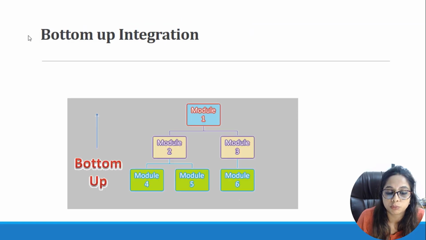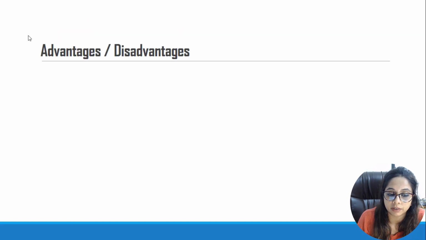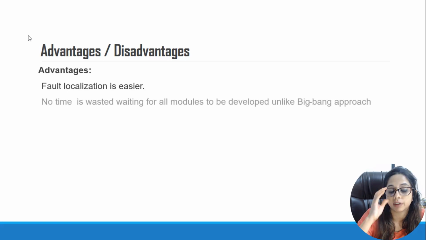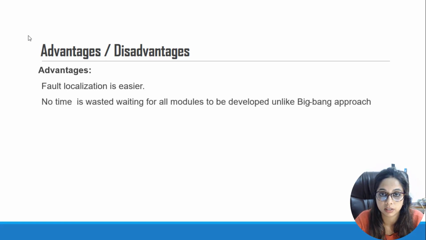So going back to bottom to up integration testing, we'll also see advantages and disadvantages of it. So the advantage remains the same, that yes, fault localization is here also easier because it's a similar approach. Here no time is wasted waiting for the modules to be developed, unlike the Big Bang, and that is certainly the advantage with all the incremental approaches. We don't need to wait for all the modules to get ready. Like in Big Bang approach, we were waiting for the entire set of modules to be ready, only then we were doing the testing.